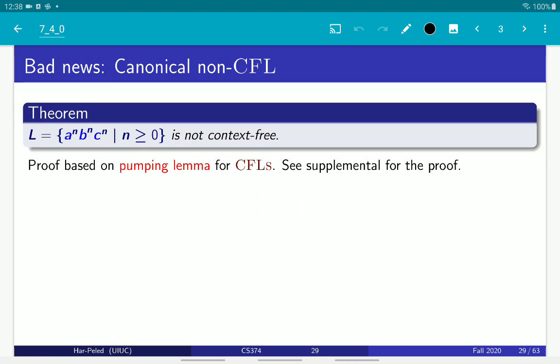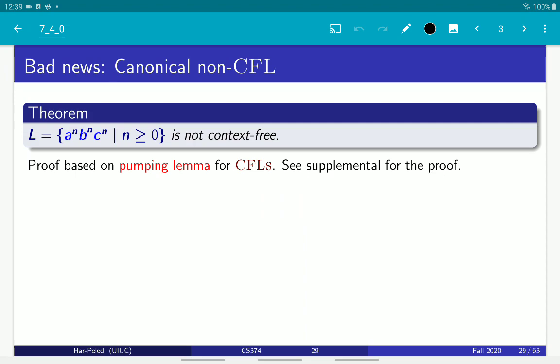It's not very complicated. Essentially, it relies on the fact that when you have a grammar generating a very long word, you must use the same variable twice. And if you use the same variable twice, then you can do it repeatedly, and this creates a kind of repetition effect. With context-free languages you can repeat things in two places, not in three places. Then you do some case analysis and you get that this language is not context-free.